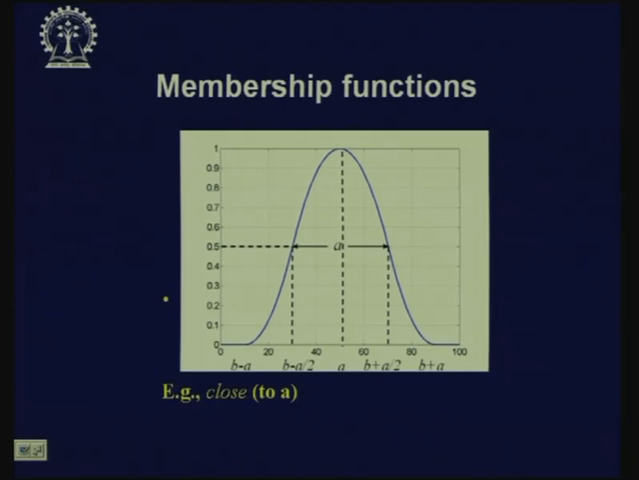For each of these values, for 20 we stored the membership value 0.1, for 30 we stored the membership value 0.5, for 40 we stored the membership value 0.9, for 50 we stored the membership value 1, like that we can go on storing it. There is also another way of dealing with such curves and storing them in the computer, that is as a function.